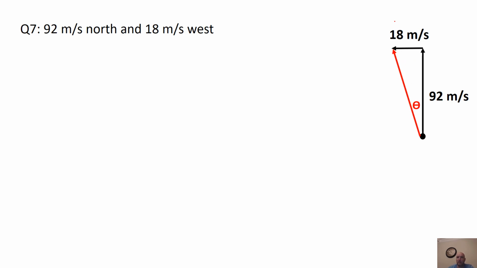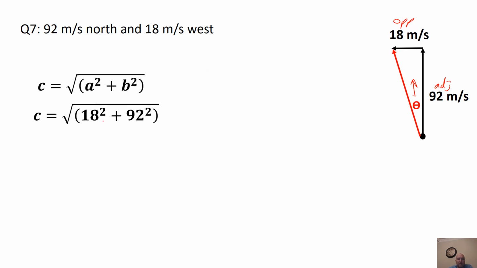And now this makes that the opposite. This makes that the adjacent because it opens up to this side right here. The opposite of this angle is 18 meters per second. So, Pythagorean theorem, plugging in the values: 18 squared plus 92 squared. Take the square root of that. That gives you this side, which is 93.7 meters per second.